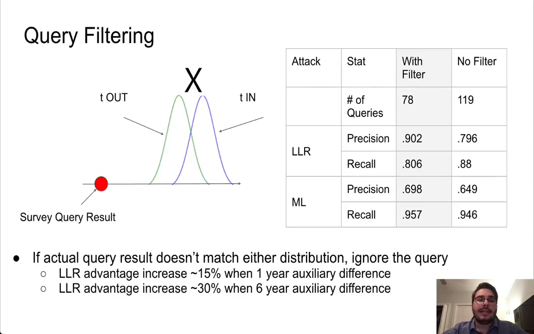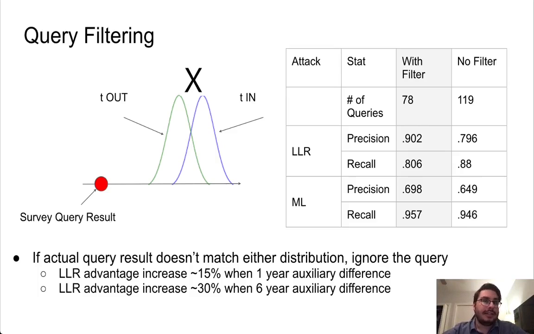In our experiments, the in and out distributions used in the likelihood ratio attack and the sample query values used in the machine learning attack are all generated from the auxiliary dataset. What we found in many of our experiments was that the auxiliary dataset distributions did not actually match the distributions from the actual survey dataset. In this case, the survey query result was more or less impossible under either the out or the in distributions from the auxiliary dataset. This actually confused the attack because it wasn't giving any useful information, because whether the target was in or out, it didn't matter. It didn't fit in either distribution.